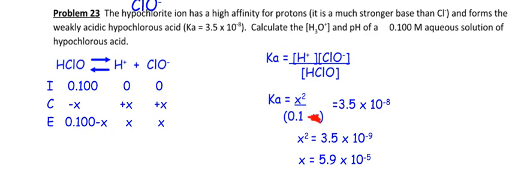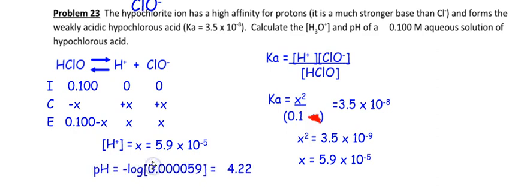Quickly, the 5% rule. So what is 5.9 times 10 to the negative 5th divided by 0.1? You get 5.9 times 10 to the negative 4th. Multiply that by 100%. You get 5.9 times 10 to the negative 2nd percent, which is much, much less than 5%. So we are good. Our assumption was certainly valid, all right? So now what's left to do? Well, now that I know what the x is, how did I define x? It's equal to the H plus concentration, isn't it? How I defined x is very important. So then I plug that number in, and I got 4.22.